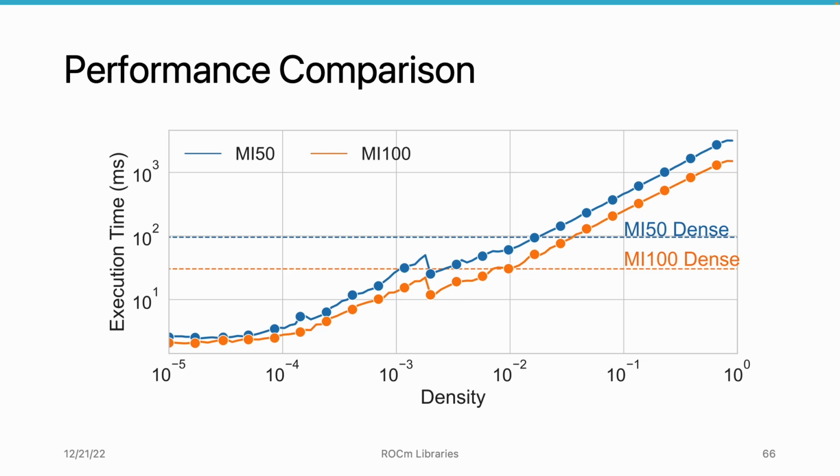So as you can see from this figure, if the density is below about 2%, we should use rocSPARSE for the MI50 GPU. And if the density is below 1%, we should use rocSPARSE on the MI100 GPU. MI100 is actually very efficient for the rocBLAS implementation, but for rocSPARSE, we probably cannot really utilize the matrix unit. That's why this cutoff point is lower for MI100.